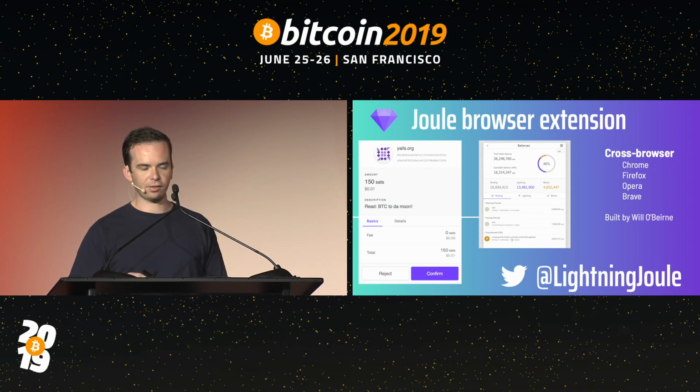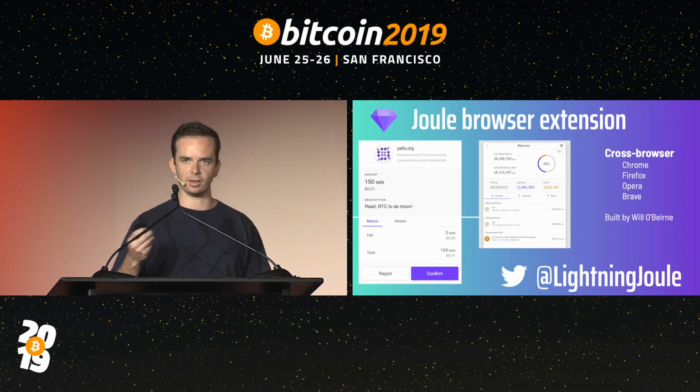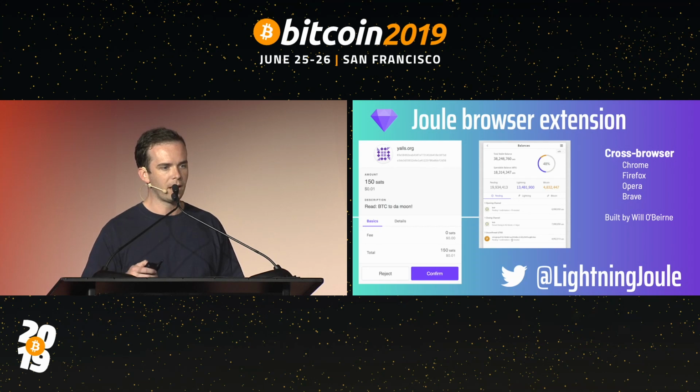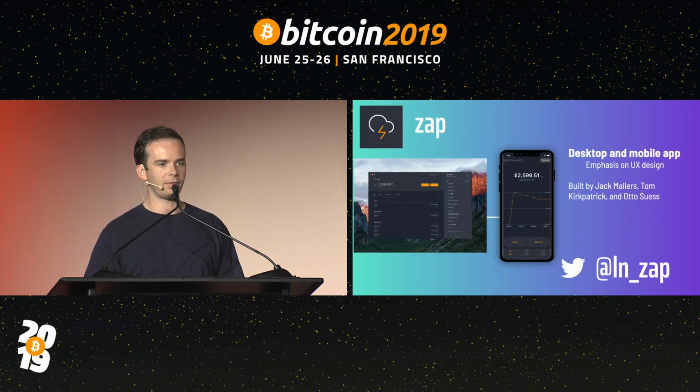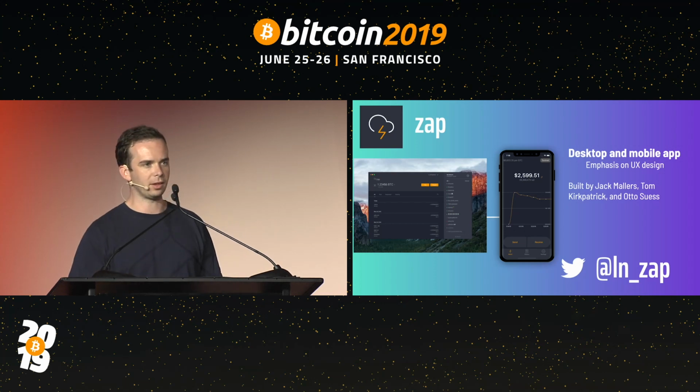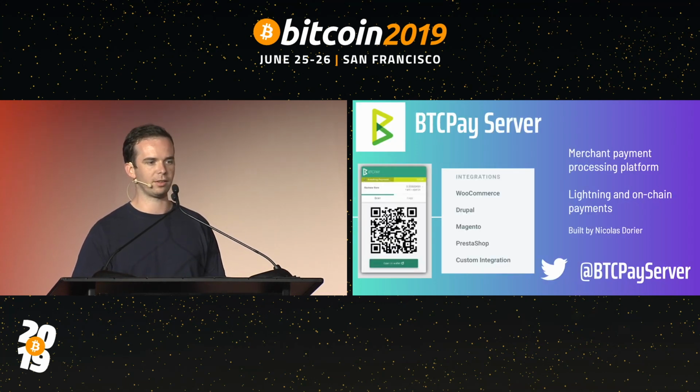The next one I want to talk about is the Joule browser extension. Here, this sits inside of Chrome or Firefox or Brave, built by Wilson Byrne. And I find it to be fantastic because so many payments are inside of our web browser, and it puts a little pop-up there to be able to send or receive Bitcoin. Zap Desktop is fantastic as well, by Jack Mallers, who's going to be talking in a couple of sessions. There he's focusing on the UX design. Try it out. I think you'll be really impressed by all the different capabilities that are in it.